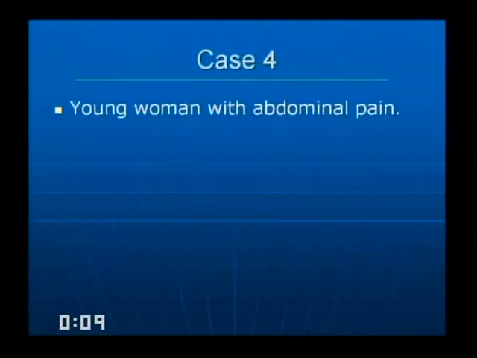Okay, there was another slide I left out for this purpose. That's fine. Case 4, a young woman with abdominal pain.